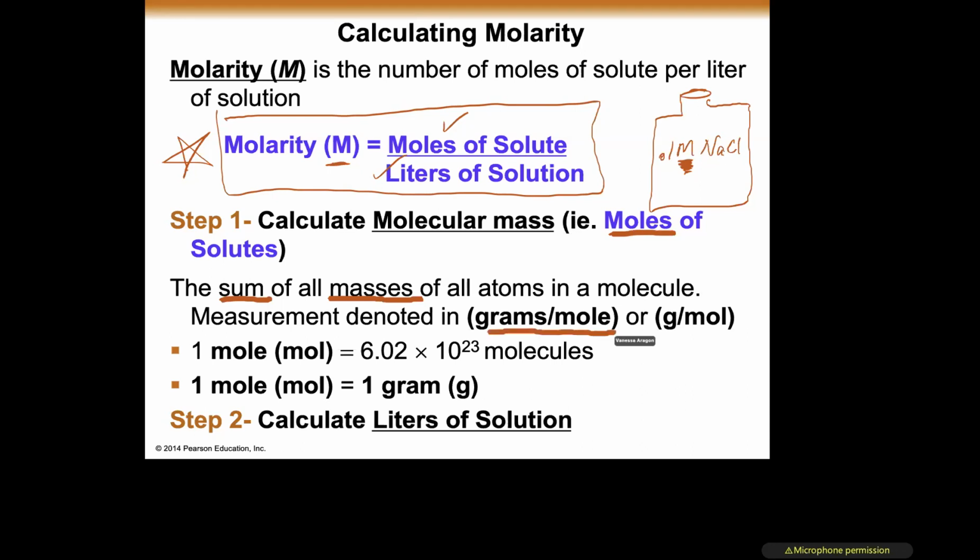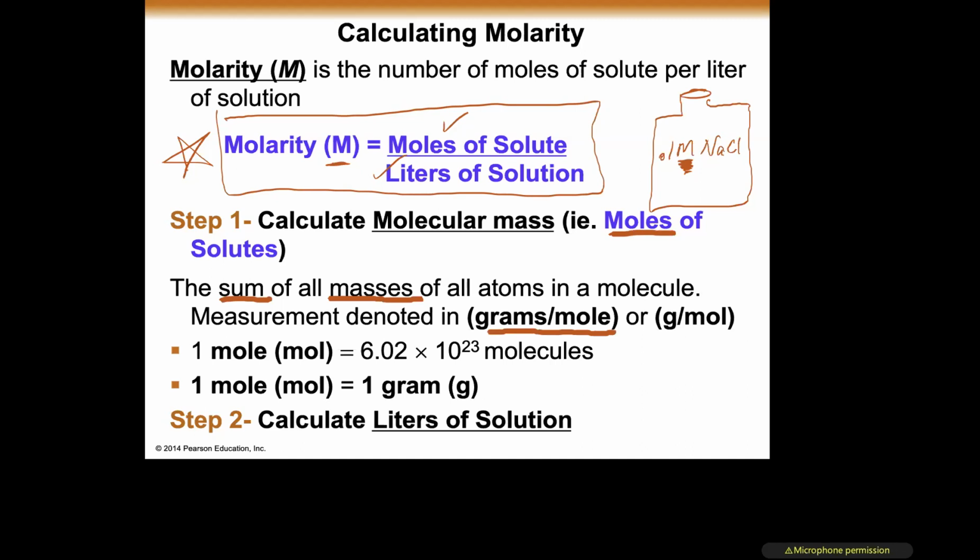So you're like, what is a mole? Well, a mole is equivalent to the number of molecules in that solute. Avogadro's number is 6.02 times 10 to the 23rd, and that is equivalent to 1 mole.